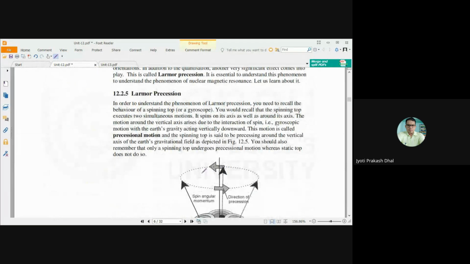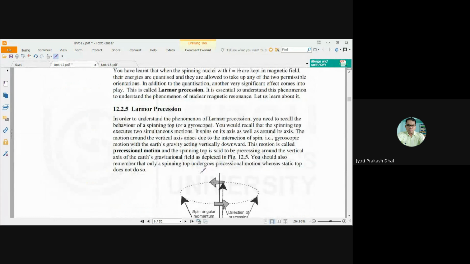Now coming to Larmor precession. In order to understand the phenomenon of Larmor precession, we should recall the behavior of a spinning top. A spinning top is called a gyroscope. The spinning top executes two simultaneous motions.